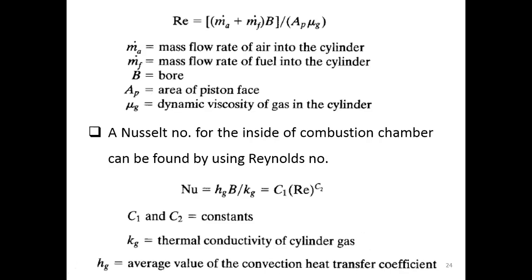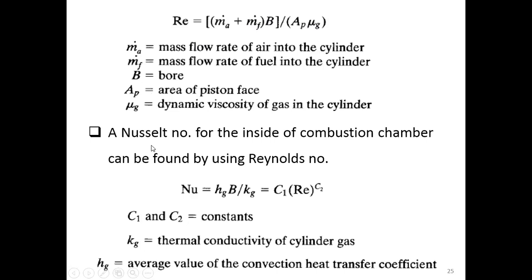The Reynolds number can be found from here. We have the mass flow rate of the air plus the mass flow rate of the fuel, times the bore of the cylinder, and then divided by the piston face area and the dynamic viscosity of the gas inside the cylinder. So the Reynolds number is found from this expression.